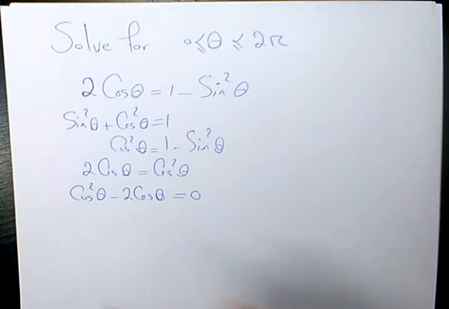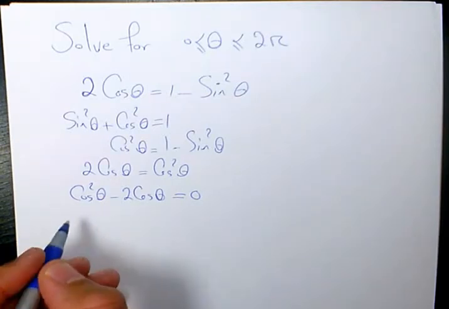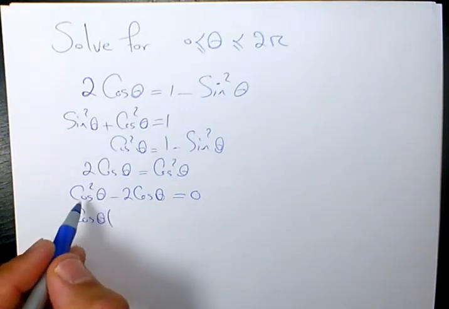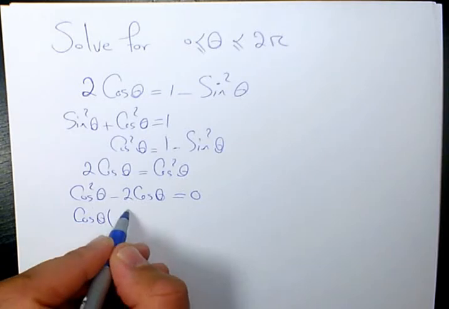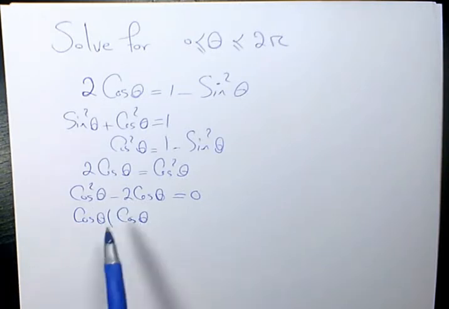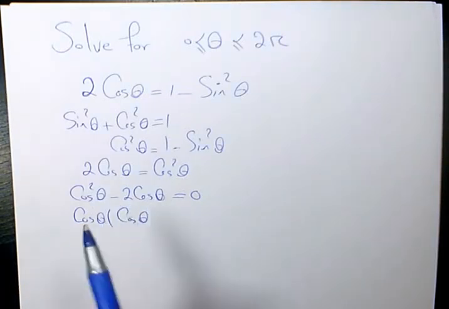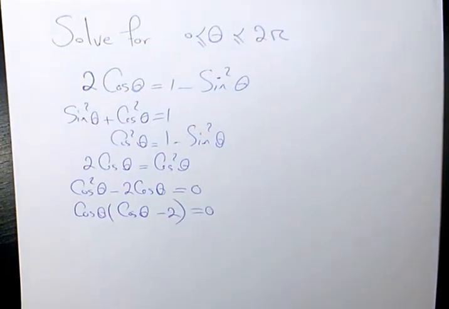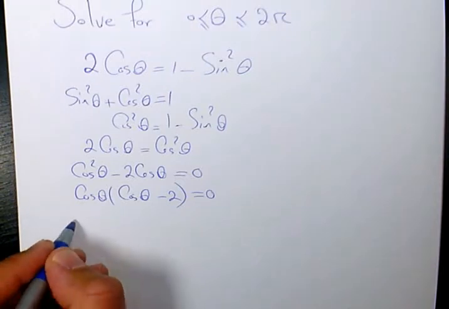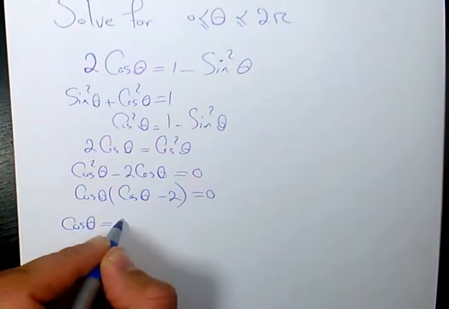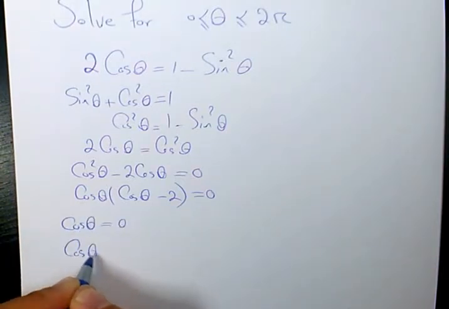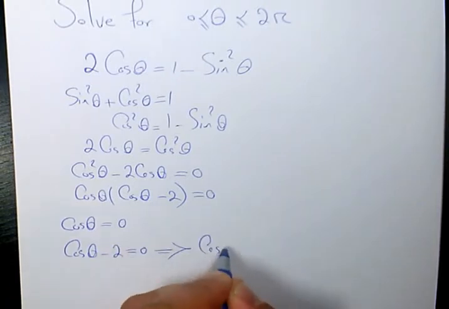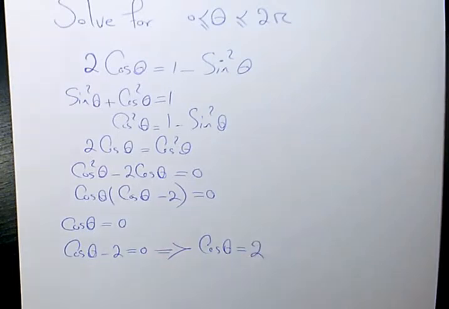And now I need to factor it. Both of them have cosine theta, so I factor out cosine theta. Cosine squared theta divided by cosine theta is going to be cosine theta. Negative 2 cosine theta divided by cosine theta is going to be negative 2, equals 0. Now we have two scenarios: cosine theta equals 0, or cosine theta minus 2 equals 0, which will give us cosine theta equals 2.